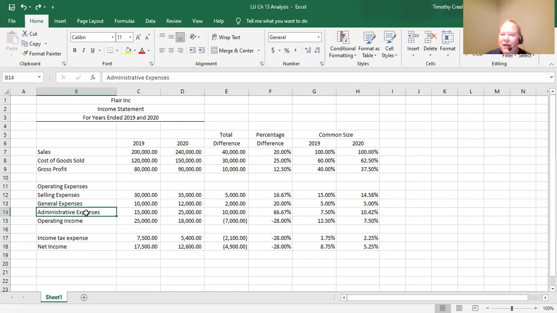And I hope this is helpful. And like I said, this is a very real world exercise right here. If you're in accounting, management, or if you own your own business, this is extremely helpful to know how to do.